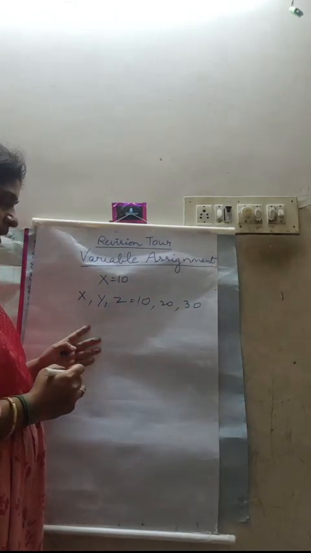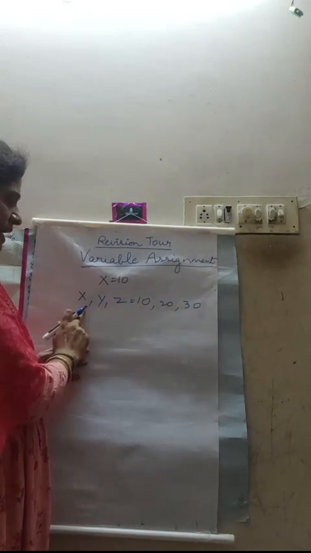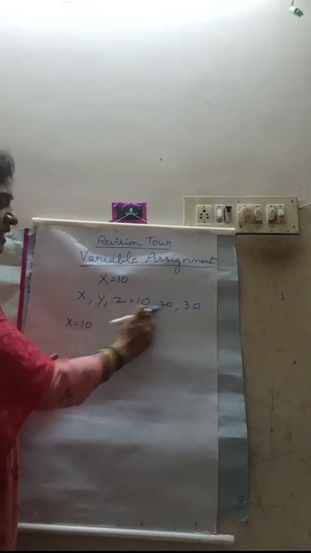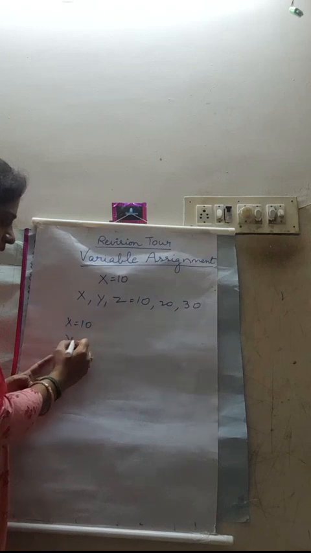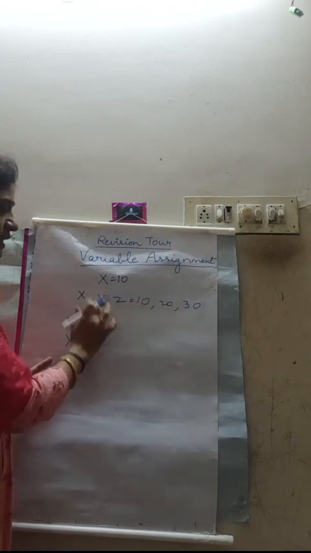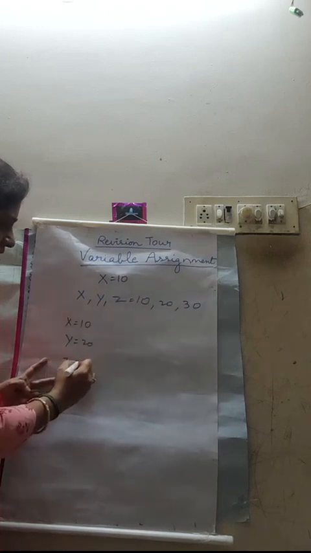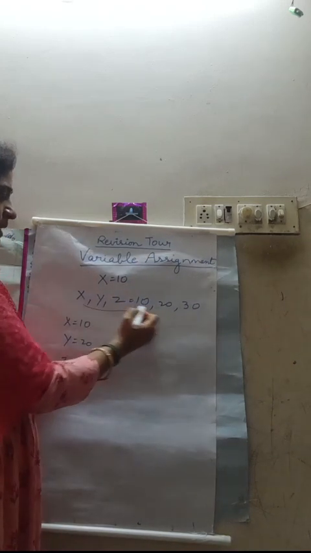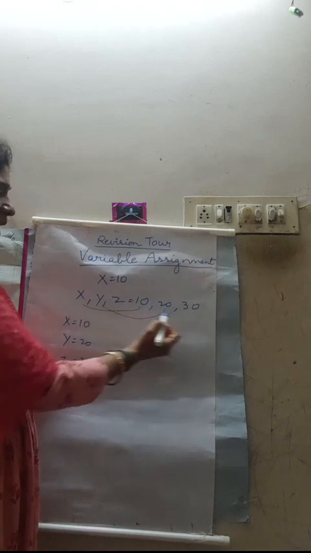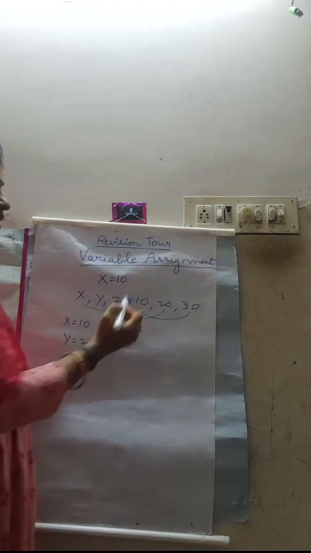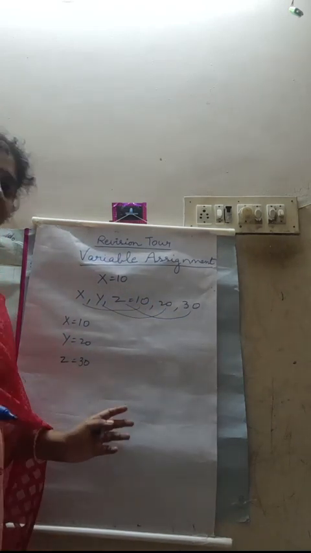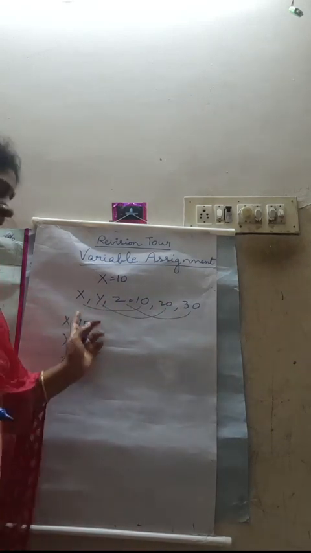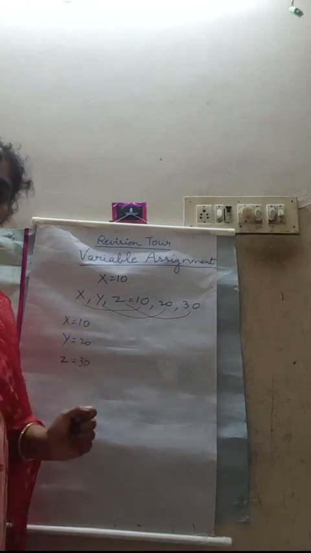Now what will happen here is 10 will be assigned to x. So x will become 10, 20 will be assigned to y, so y will become 20, and 30 will be assigned to z. So I can finish the multiple assignments in a single statement in Python.